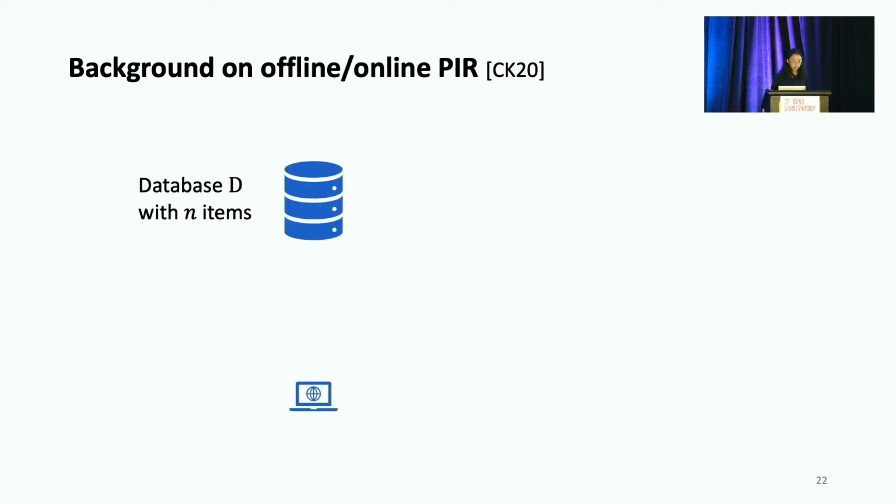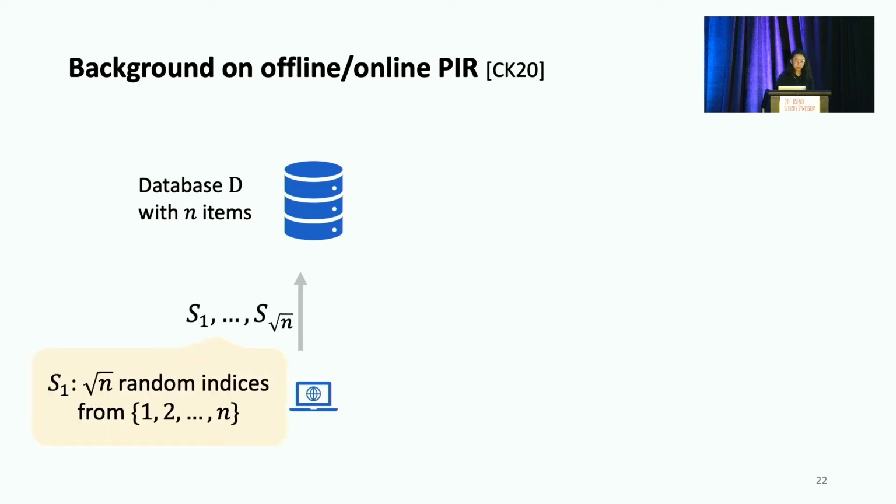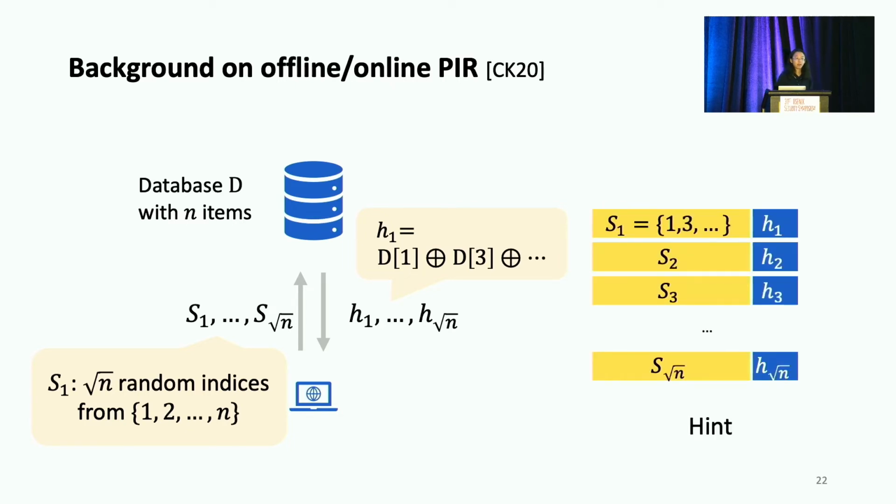So in their work, the offline phase is executed as follows. The client first samples square root of n random sets, where each set contains square root of n random indices from the database range from 1 to n. The client sends the sets to the server, and the server responds with the XOR of the items indexed by the sets. So as a result, the client will store a hint consisting of the sets and the corresponding parities h.